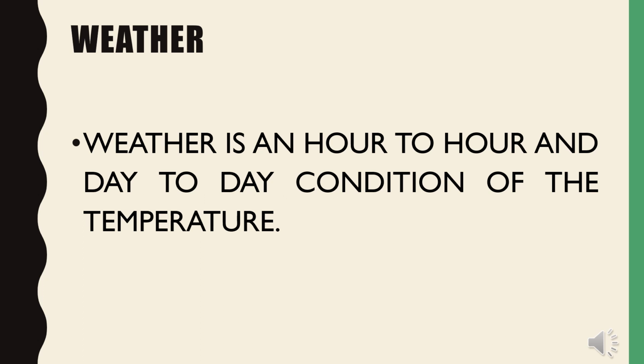Weather is an hour-to-hour and day-to-day condition of the atmosphere. We sometimes experience different weather during the same day because weather always changes. It may be sunny in the morning and then in the afternoon there may be rainfall. The changes in weather conditions that sustain over a long period make seasons. We receive cold weather during winter season, hot weather during summer, and rainy weather during monsoon seasons.